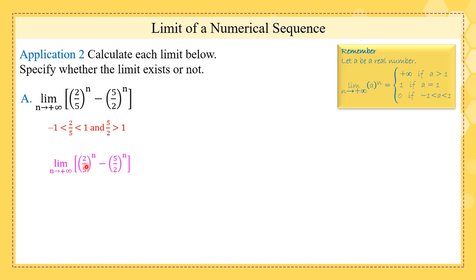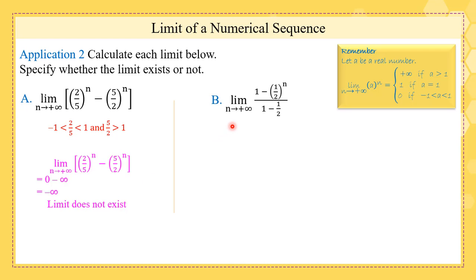Well, here 2/5 is between negative 1 and 1, so its limit is 0, and 5/2 is greater than 1, so its limit is plus infinity, and positive infinity multiplied by a minus is negative infinity. Consequently, the limit does not exist.